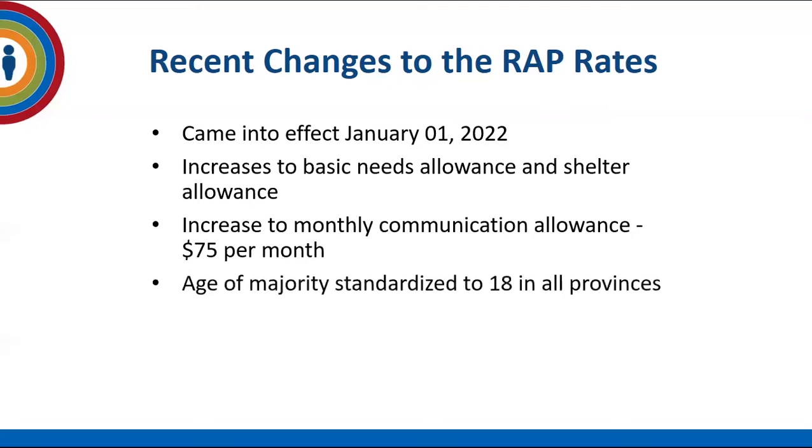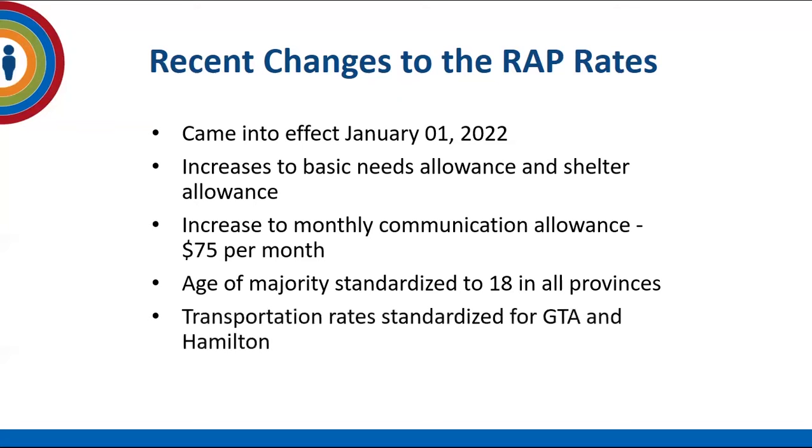The age of majority was standardized to 18 in all provinces. It was previously 19 years old in BC, New Brunswick, Nova Scotia, and Newfoundland. Now, please note, this is still the age of majority in those provinces. However, for the purposes of RAP rate calculations, it has been standardized across Canada. And because of standardization, the age of majority top-up does not need to be provided from January 1st, 2022 onwards in BC, New Brunswick, Nova Scotia, and Newfoundland.